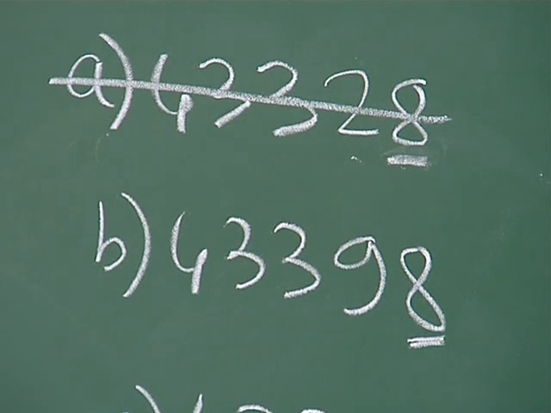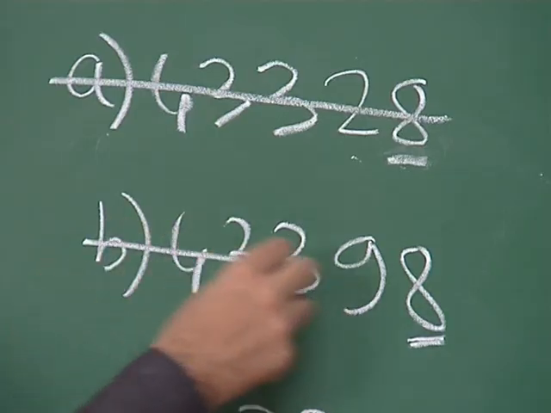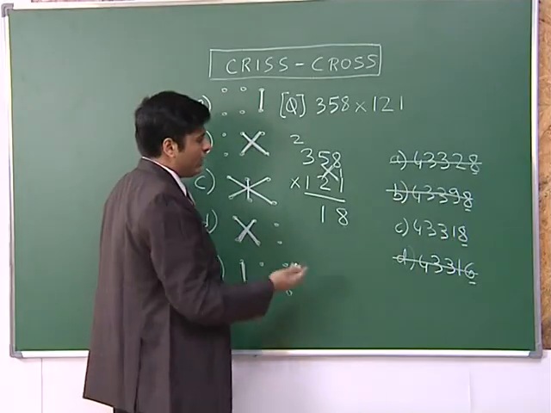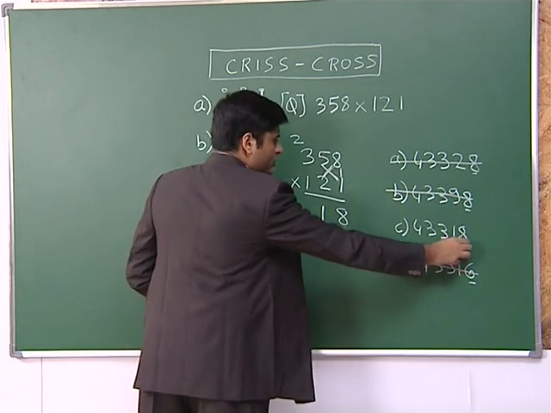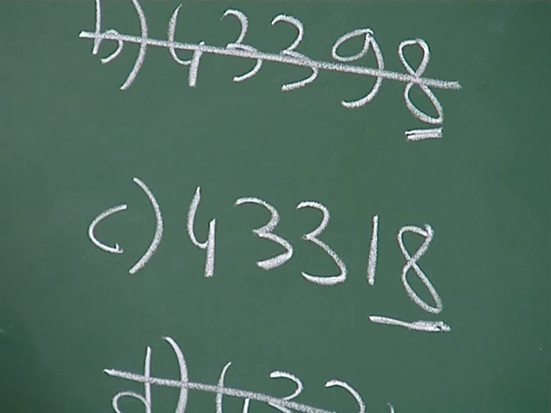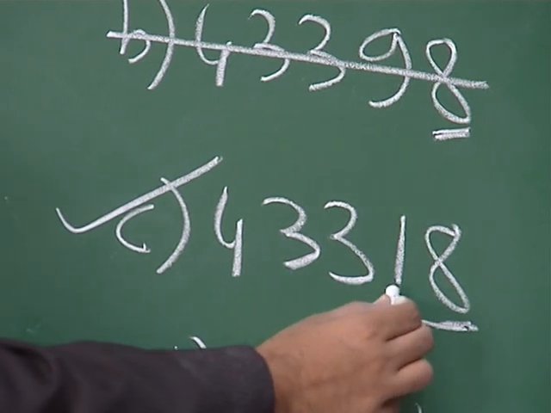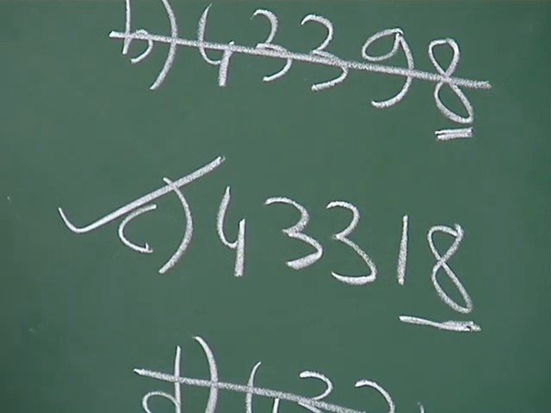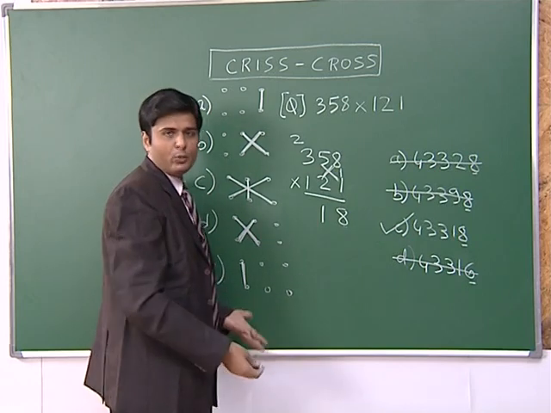Option B ends with 98. It cannot be my correct answer because I need 18 in the end. Option B is ruled out, and there is only one option left, option C. Here also 18, here also 18. I can conveniently take C as my correct answer. My final answer is 43318, which I get without working out all the steps, without continuing the multiplication problem.